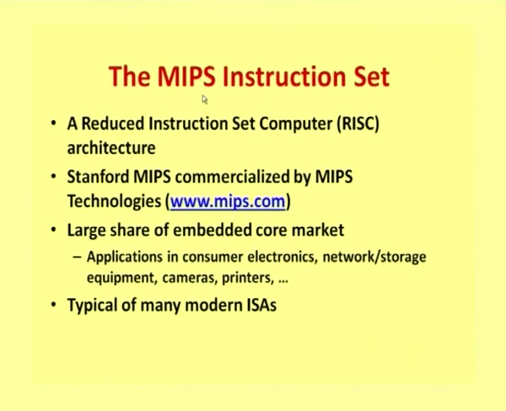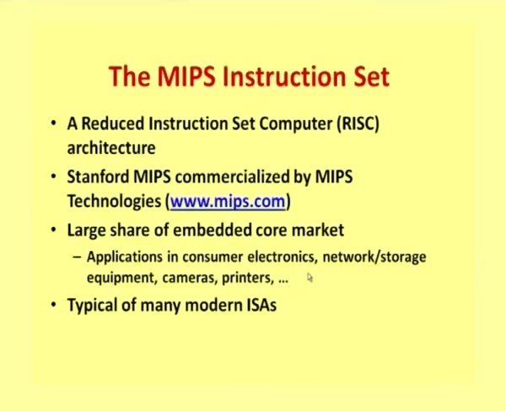is based on the MIPS architecture. The MIPS processor is a very good example of a reduced instruction set computer. This was initially proposed at Stanford University and it was commercialized later by MIPS Technologies. The importance of this architecture is that it is used in many products and it is typical of many modern ISAs. It is used in applications in consumer electronics, network and storage equipment, cameras, printers and so on, and many of the RISC architectures are very similar to this. So, this is a good example of a RISC architecture. So, we will take a look at this.